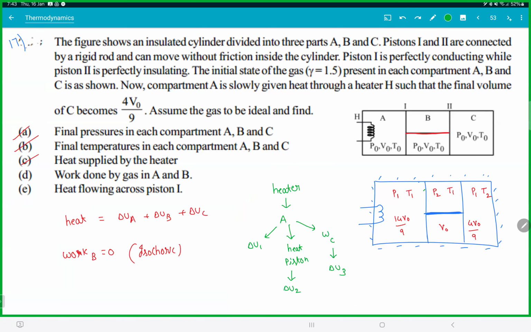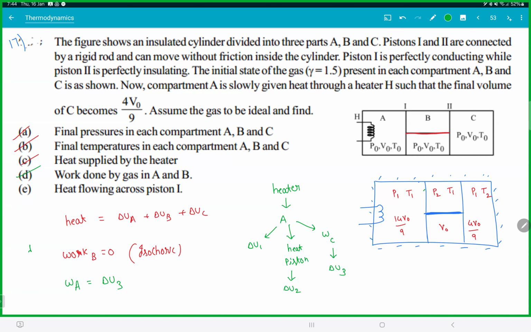These kind of questions, whenever they ask you heat or energy, this is the way to do. Ask yourself, the heater gave heat, A took it. What did A do? It took some of the energy, made delta U. Remaining energy, some went through the piston and went to compartment 2. Remaining energy pushed the piston and compressed the gas 3. Make sense? Now, with this idea, what is work done on A? Work done on the piston is nothing but delta U3. Isn't it? And done.